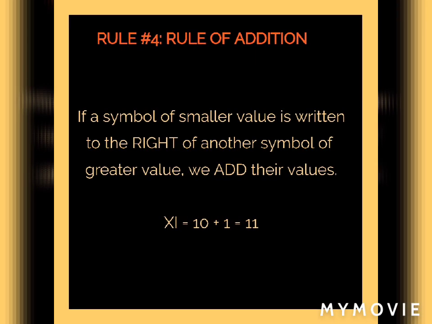Now the next rule, that is rule number 4, is the rule of addition. So we saw that if a symbol of smaller value is written to the right of another symbol of greater value, then we have to add their values. For example, if I write XI, X is 10, which is a greater number here, and I is 1, which is a smaller number. So the smaller number is to the right of the greater number, so I have to add their values. So 10 plus 1 gives me 11. So that's how we represent 11 as XI in Roman numerals.